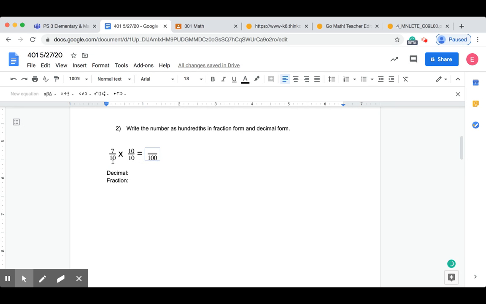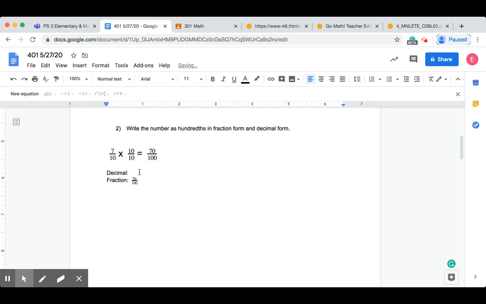But again, whatever you do to the denominator, you must do to the numerator. So 7 times 10 will be 70. And just like that, I know that my fraction is going to be 70 hundredths. So I know 7/10 is equal to 70 hundredths.